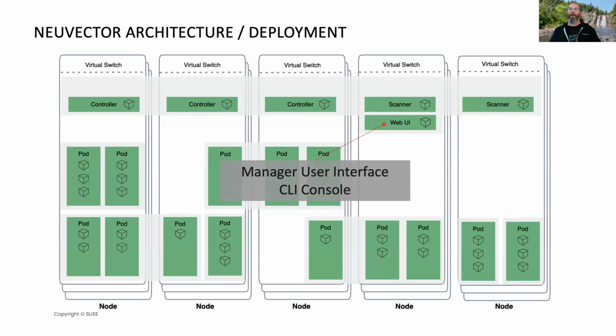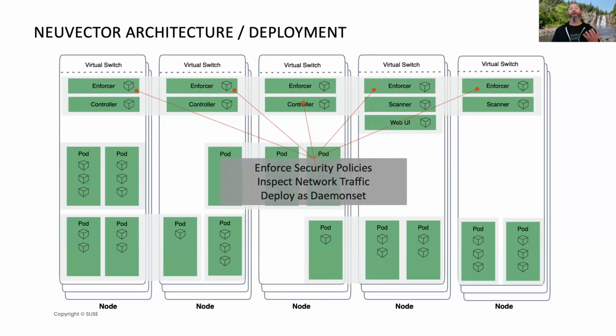I'm able to log back into it. It's a reskinning of API commands, so it's all API at the back end. And then we install things that are called enforcers. I drew the enforcers on this screen on every single node, because that's a daemon set. There's one of them running per node. That's it. And they interact at the virtual switch.